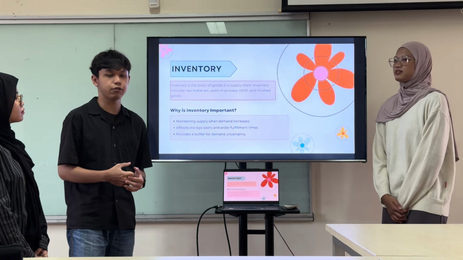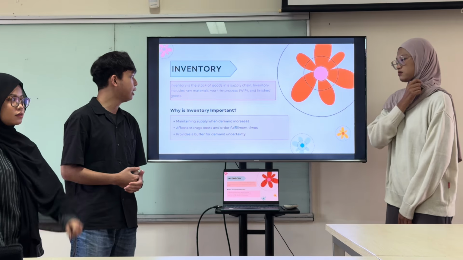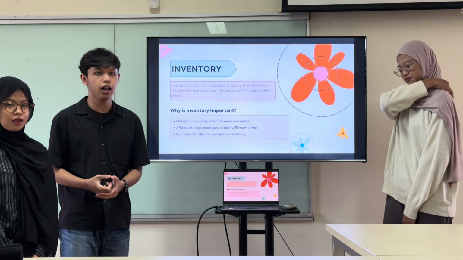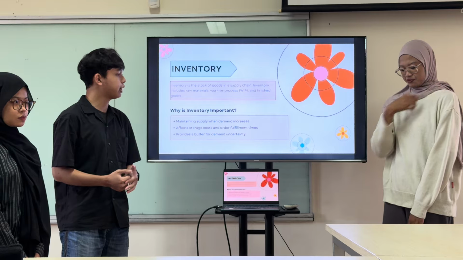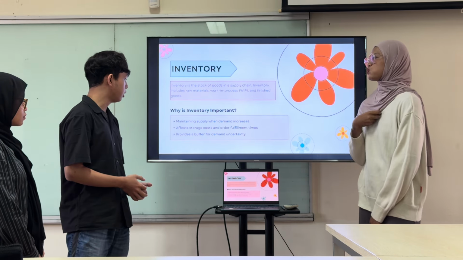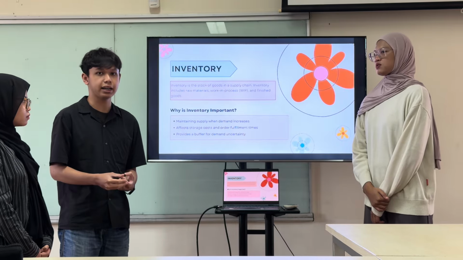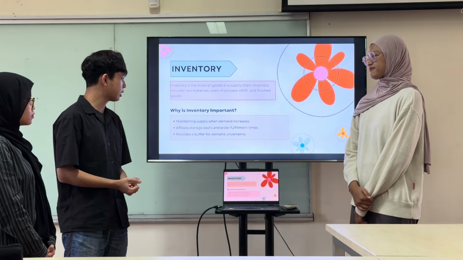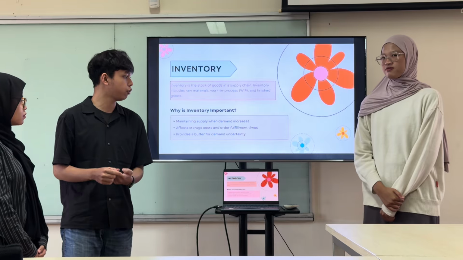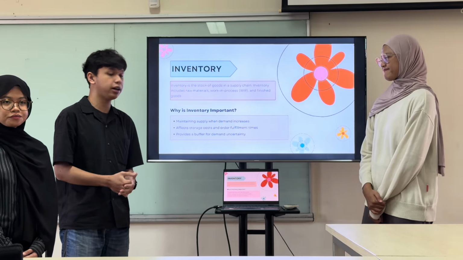And the next is inventory. So inventory is the stock of goods in a supply chain. Inventory includes raw material, work in process, and finished goods. Why is inventory important? Because the first is maintaining supply when demand increases, and the second, it affects storage cost and order fulfillment times, and the last is that it provides a buffer for demand uncertainty.